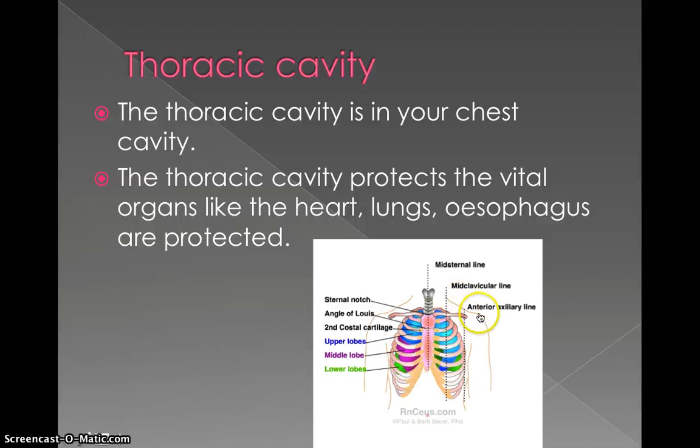And then you have your anterior axillary line, which is on the slightly outer line of the ribs, as you can see. Your clavicular line, which is on the middle of the clavicle and goes straight down, and your mid-sternal line, which is the line going straight down through the middle of the sternum.